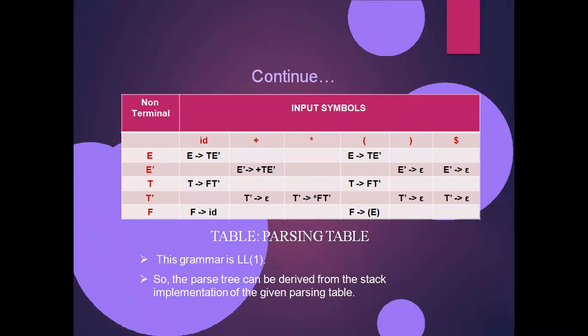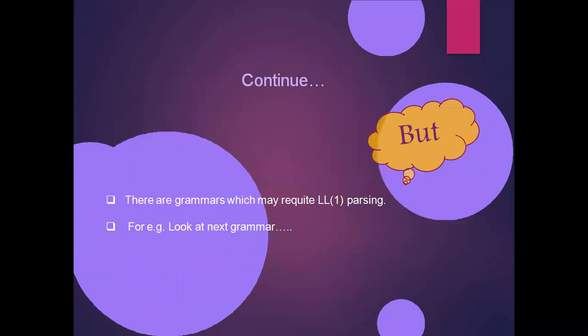This is the parsing table. Here we derived this parse table, and we are using this parsing table for deriving the input string, or we can call it parsing the input string. We are using this predictive parsing table, right?